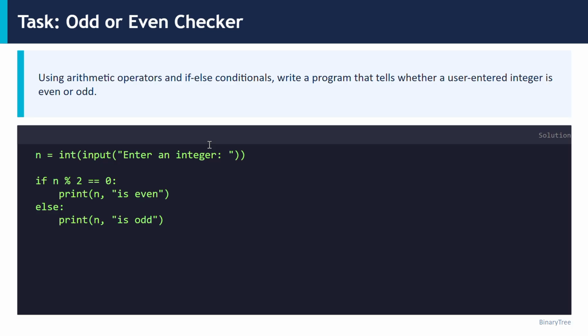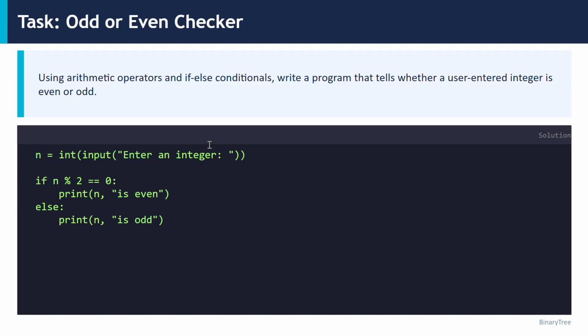Now let's combine everything. Your task. Using arithmetic and if-else, write a program that tells whether a number the user enters is even or odd. Think about which operator finds a remainder. Pause the video and try to code it on your own.